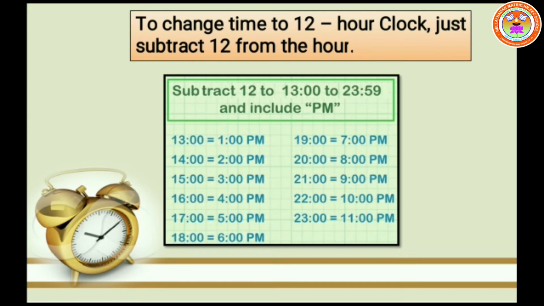Let us see some examples in a random way. 13:00 minus 12 is equal to 1:00 PM. 14 minus 12, 2 PM. 15 minus 12, 3 PM. 18 minus 12, 6 PM. 21 minus 12, 9 PM. 23 minus 12, 11 PM.